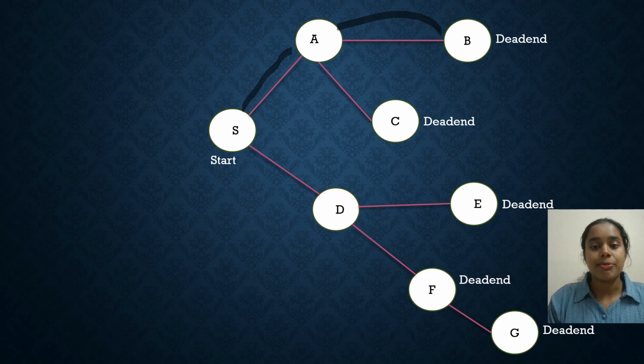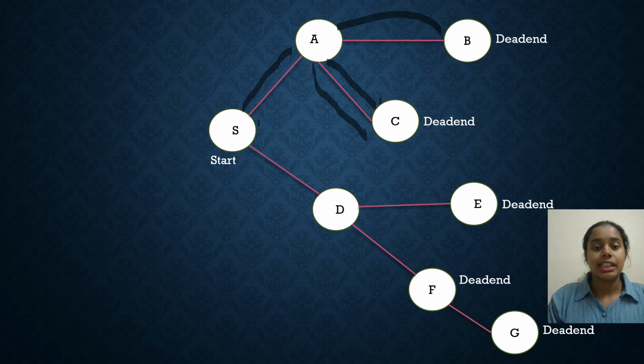From B, it goes back to the node A. From A, it checks where else it can go. It goes to the node C. From C, it is also a dead end, so it cannot go further. It needs to traverse back to the node A, and from A it comes back to the starting node.